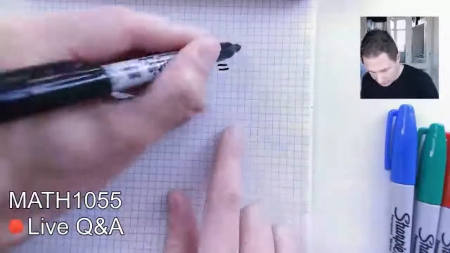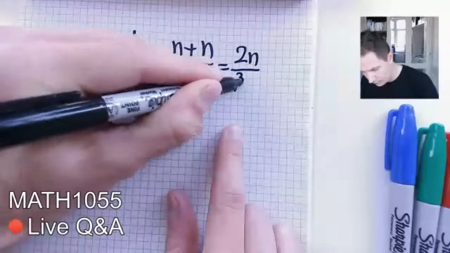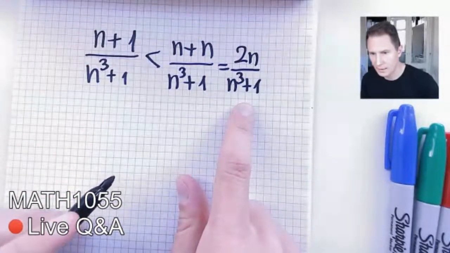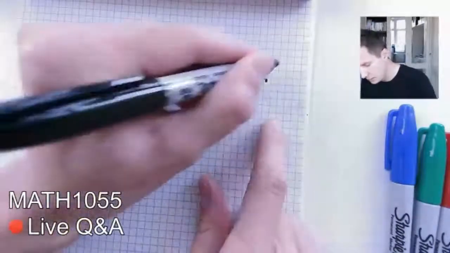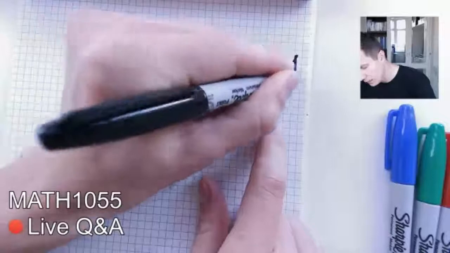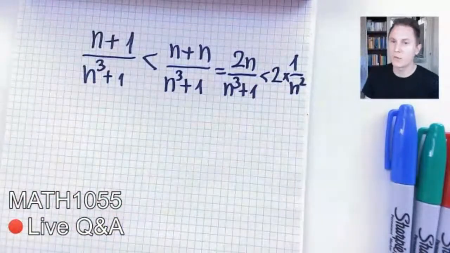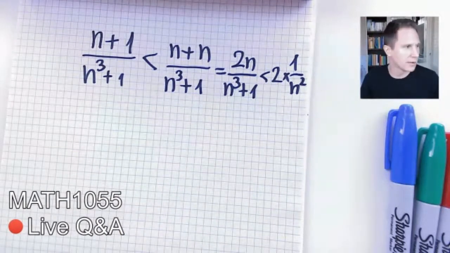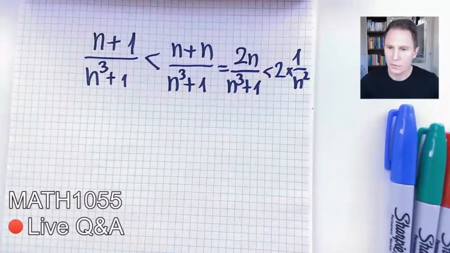But then we have here 2n divided by n cubed plus 1, right? And then we could again just drop that plus 1 to get 2 times 1 over n squared. So this is what I meant. If 1 over n squared is not an upper bound, a multiple of 1 over n squared will actually give you a good upper bound. So that was the point. I hope that's clear.